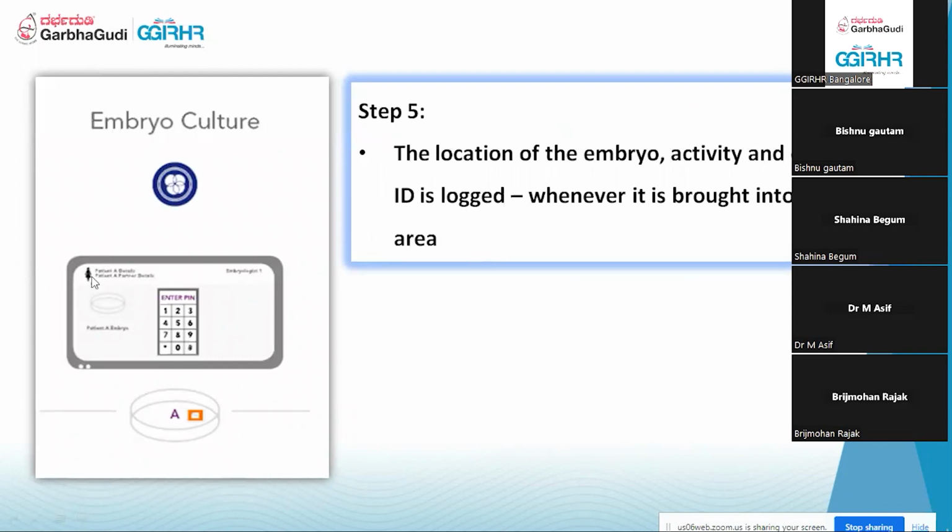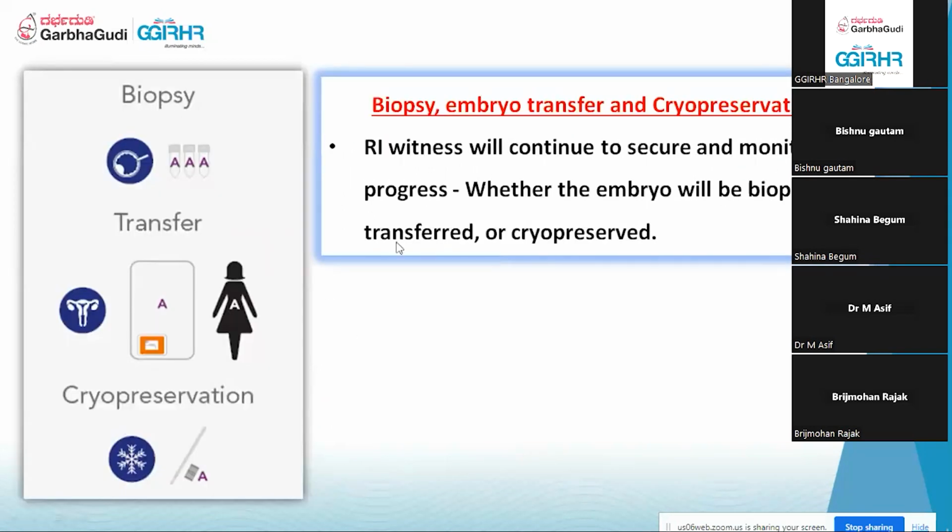So it can monitor the location of the embryo, where you have loaded the embryo, whether the same straw we have used or a different straw, everything can be monitored. Finally, this RI witnessing system can be used in biopsies. There is a high chance that sometimes we may miss the embryo and dissect another embryo and send it to biopsy. So during biopsy, it will help. During transfer, it will help. During cryopreservation, meaning freezing the embryo, during these times, it can help.